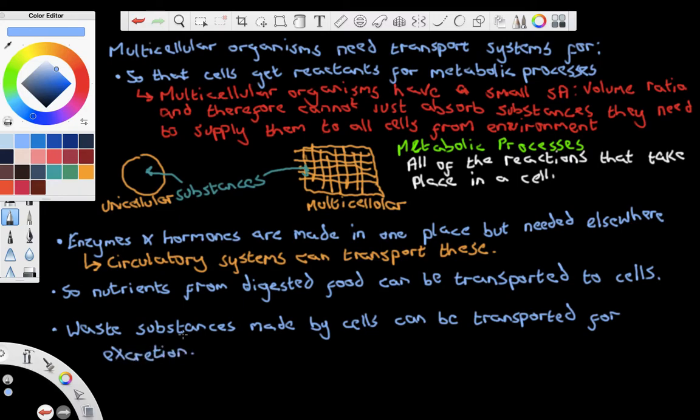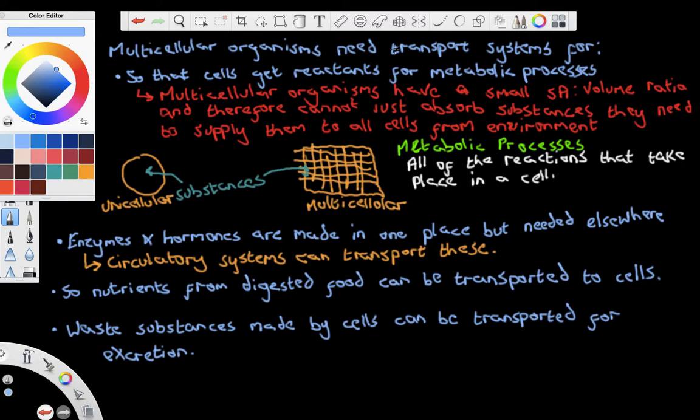Okay, so multicellular organisms need transport systems. They need them usually so that cells can get reactants for metabolic processes. This is because multicellular organisms have a small surface area to volume ratio and therefore can't just absorb the substances they need from the environment to supply all of their cells. So, for example, unicellular organisms can just absorb substances from their environment and use them. If multicellular organisms relied on that, only the cells on the surface would get the substances they need. The ones in the middle wouldn't get anything. Metabolic processes are the reactions that take place within a cell.